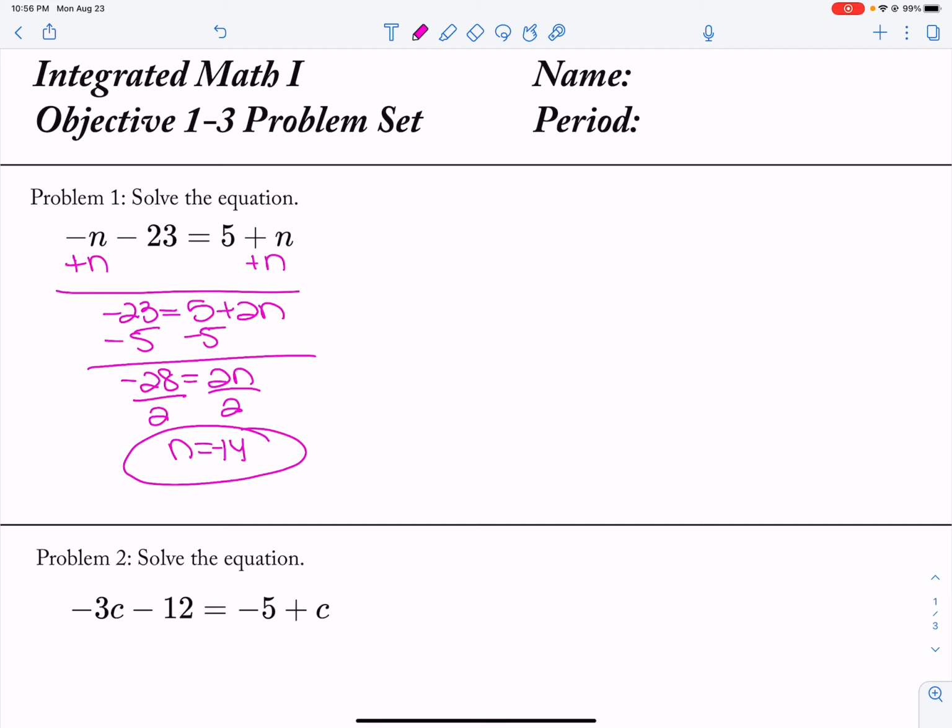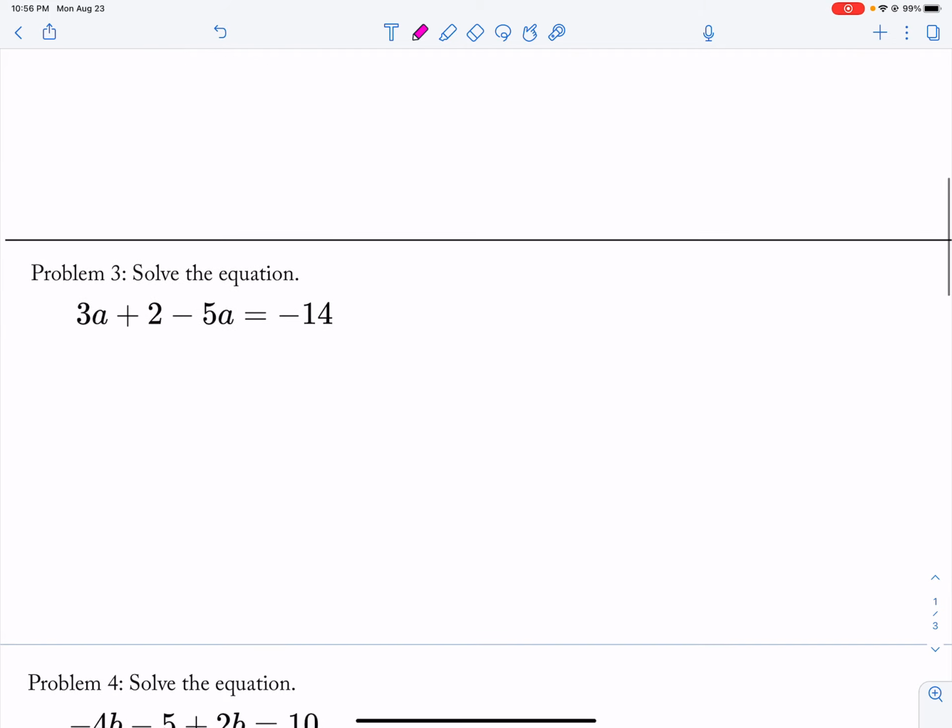Okay. And then problem 3, I'm going to combine my like terms. So what I'm going to do is take my 3a and my negative 5a. So how many a's does that give me? I have 3 a's and I'm taking away 5a, so that gives me negative 2a plus 2 is equal to negative 14. Isolate a, so I'm going to subtract 2 from both sides.